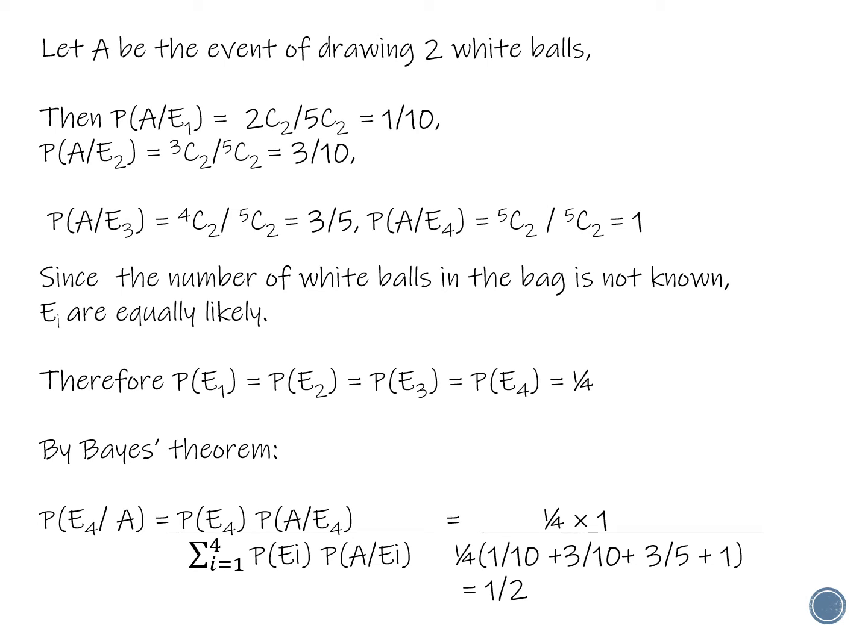Next, we find probability of A given E3. So, that is the same as 4C2 divided by 5C2. That gives the answer as 3 by 5. Next, we find probability of A given E4.